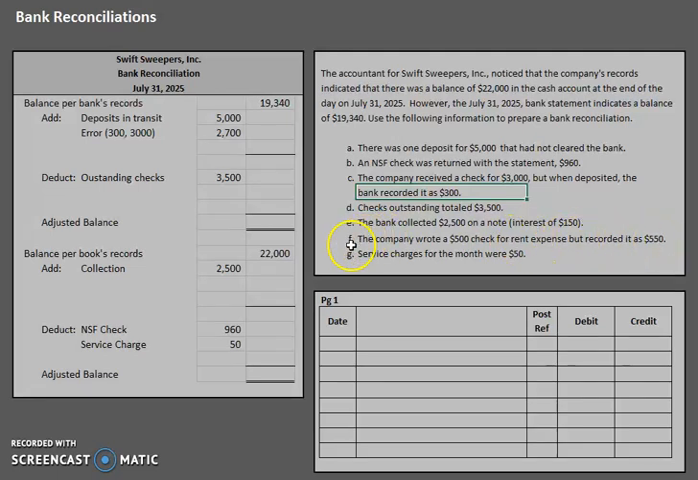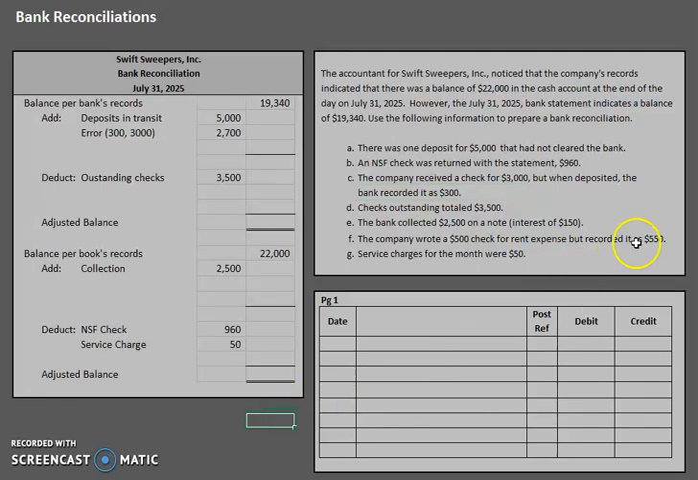So let's go through those questions. Who made the error? The company made the error, so it's going to go on our book side. Our second question, what is the difference here? Well, the difference is $50. $550 minus $500, so it's $50. So we know it goes on the book side, and we know it's $50. So let's really analyze what happened now.